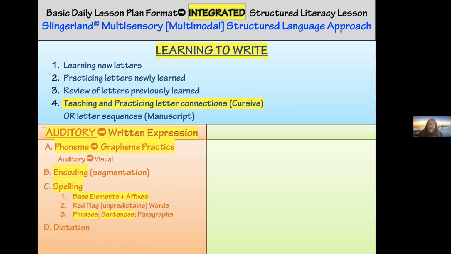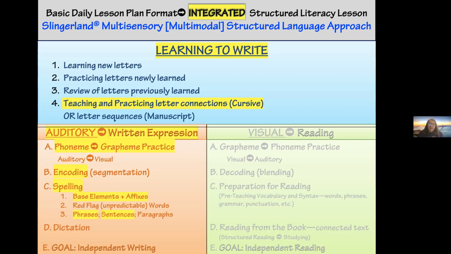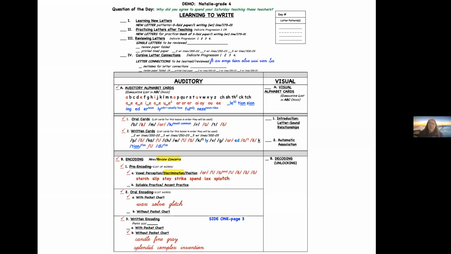And I just grayed out this one because we're not going to be talking about it, but it still holds that A and B on the visual side would be teaching skills, C and D, functional use, and then of course the goal is independent reading on that side.